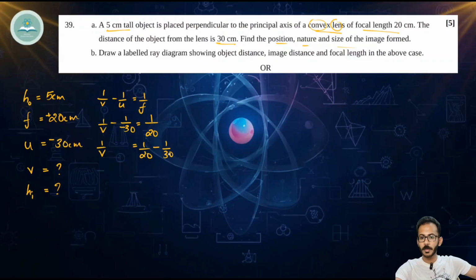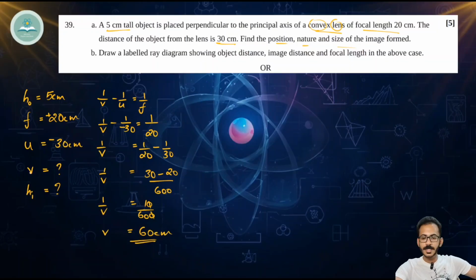Minus 1 by 30. So now 1 by v is equal to 30 minus 20, divided by, cross multiplying, 2 3s are 6, 600. So 1 by v is equal to 30 minus 20 is 10, 10 divided by 600, the zeros got cancelled. So v is equal to 60 centimeter. So image distance is equal to 60 centimeter.